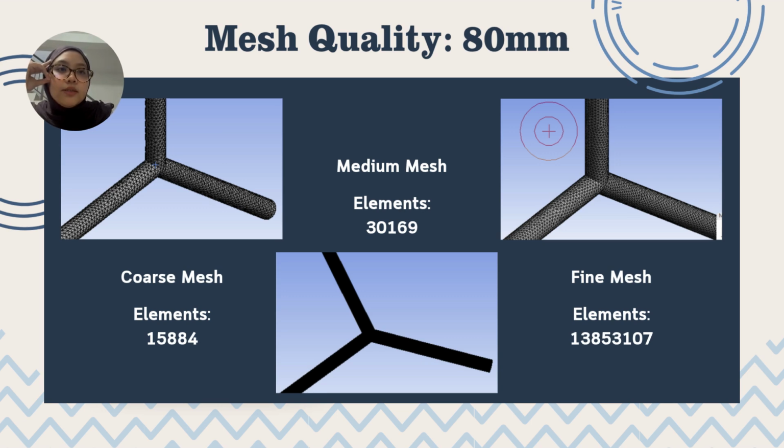Again, three mesh sizes were generated. The coarse mesh consists of about 15,000 elements. The medium mesh contains around 30,000. The fine mesh has approximately 13.85 million, which is the largest mesh among all four pipe diameters. The increase in element number is necessary because the larger pipe geometry requires more elements to accurately represent the curved surfaces and maintain good mesh quality throughout the model.